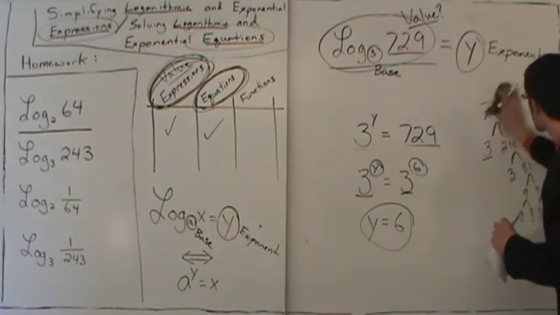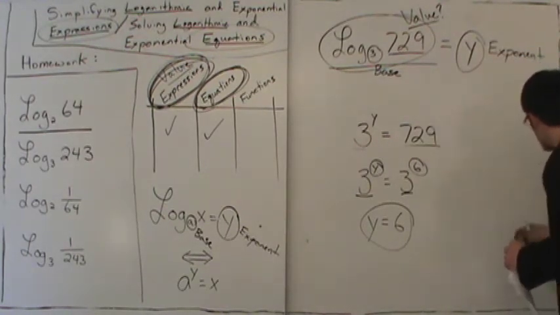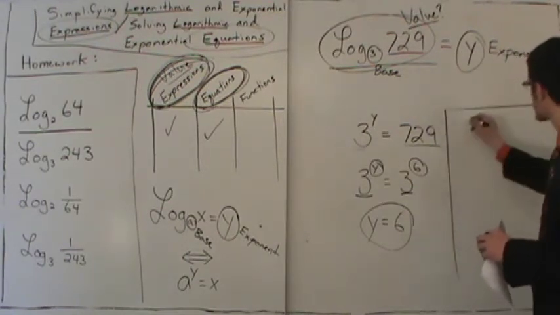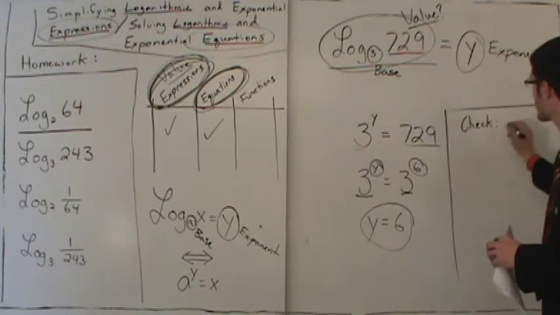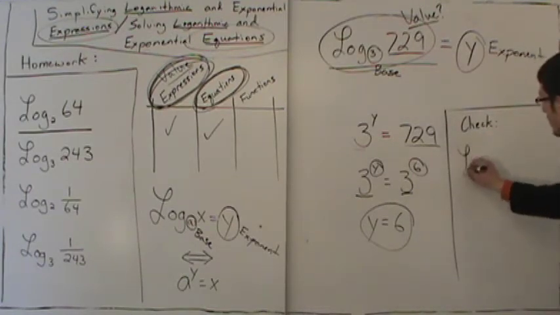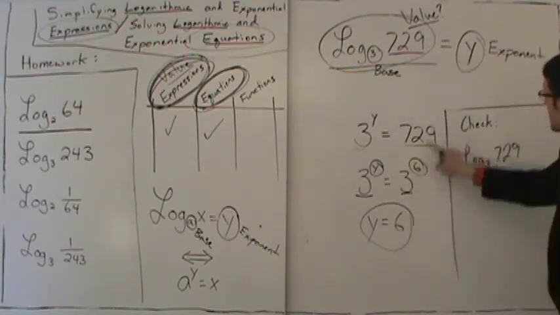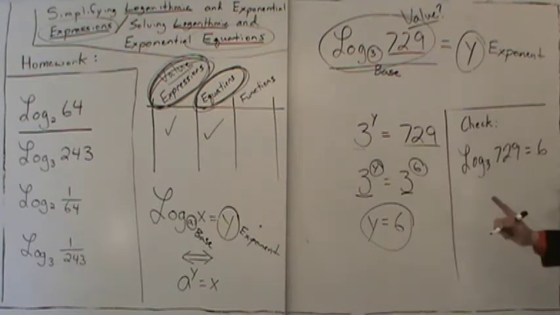I think checking the answer makes it come to life. Okay, so let's go ahead and see if y is actually 6. This makes you look at it a little bit differently. So we're going to write log base 3 of 729. We're saying this must be equal to 6. Let's see if this is true.